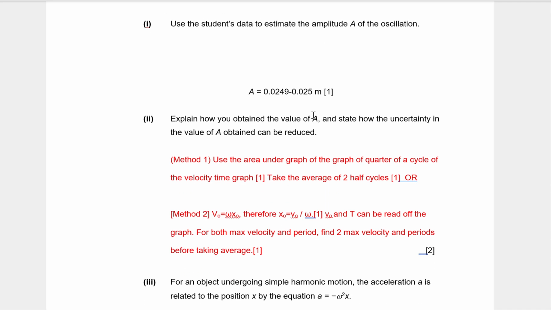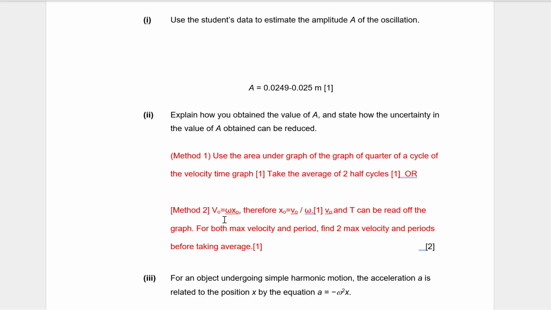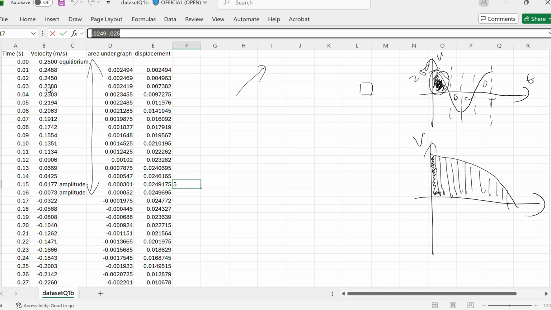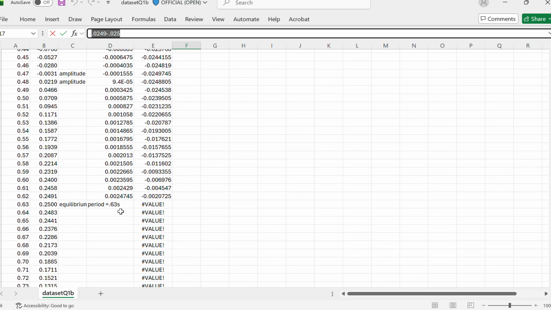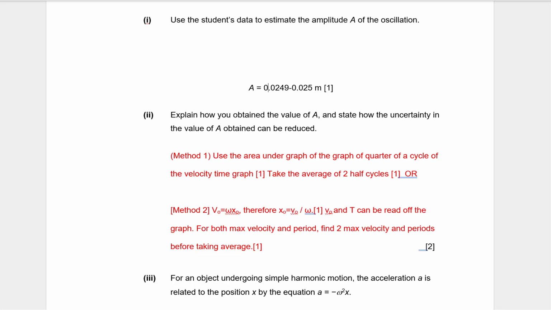There's an alternative way. The alternative way is you can use V naught equals omega x naught, if your theory is good. Then x naught, which is the amplitude, is equal to V naught over omega. V naught is easy to find because we already identified it when we looked at the data and tried to link it to the actual motion. We already know V naught is 0.25. Then what is capital T? Because capital T is required to calculate omega. We also identified capital T. The period is 0.63. So you can actually substitute these two values to also get the amplitude. Nothing wrong.